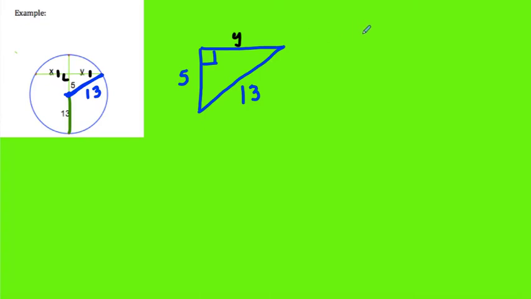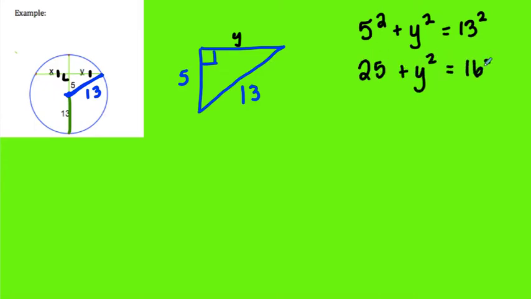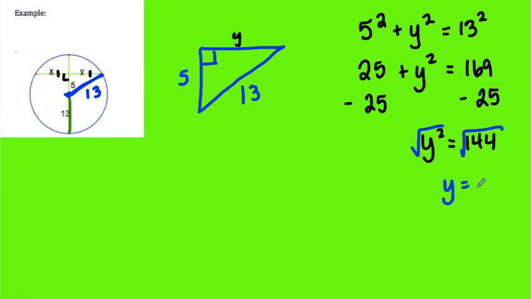To do that, I can use one of two things. I can use the Pythagorean theorem, because Pythagoras is always our friend if we have a right triangle and two sides given. So 25 plus y squared equals 169, and subtract 25 from both sides by balancing the equation. Y squared equals 144, and then we take the square root of both sides, remembering that when we take the square root, we always have a positive and negative answer. But in this case, we only have to look at the positive answer because it is a length.